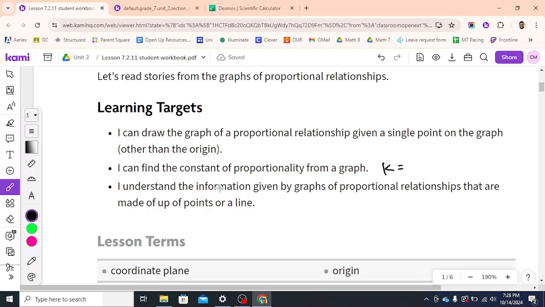I understand the information given by graphs of proportional relationships that are made up of points or lines. So this is probably one of the biggest things and even the most challenging one. A lot of students are able to plot points, and then if they remember how to find the k value, because it's a little bit formula-like. But really trying to understand the information that is presented to you with that actual graph, that's the key idea. That's what you need to understand fully before you move on to 8th grade and high school.